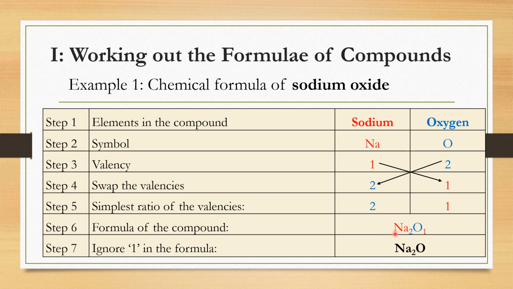Thus, the formula of sodium oxide is Na2O1. Remember, if there is a subscript 1 in a formula, you should ignore it. Thus, the formula of sodium oxide is Na2O.